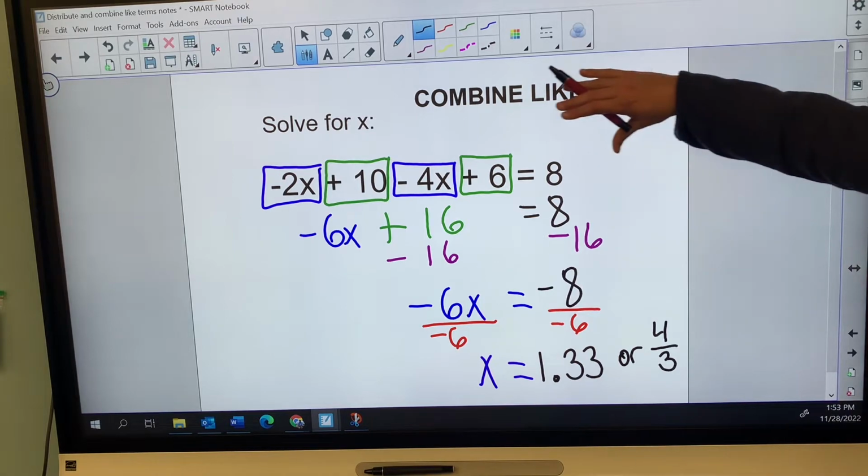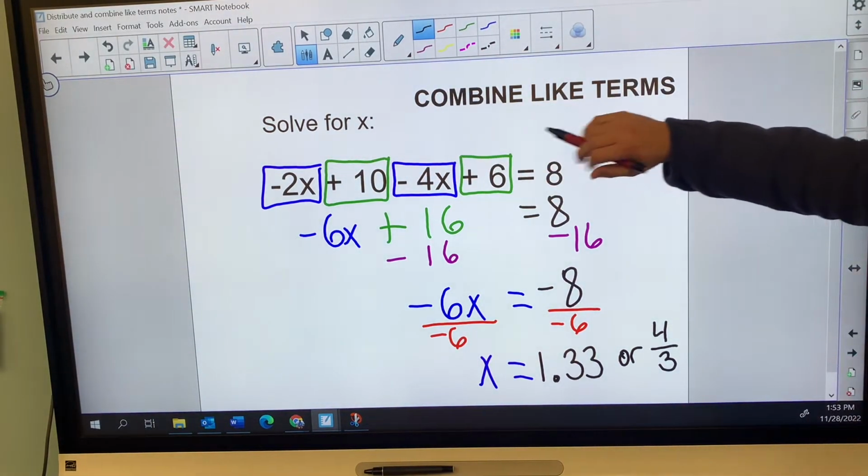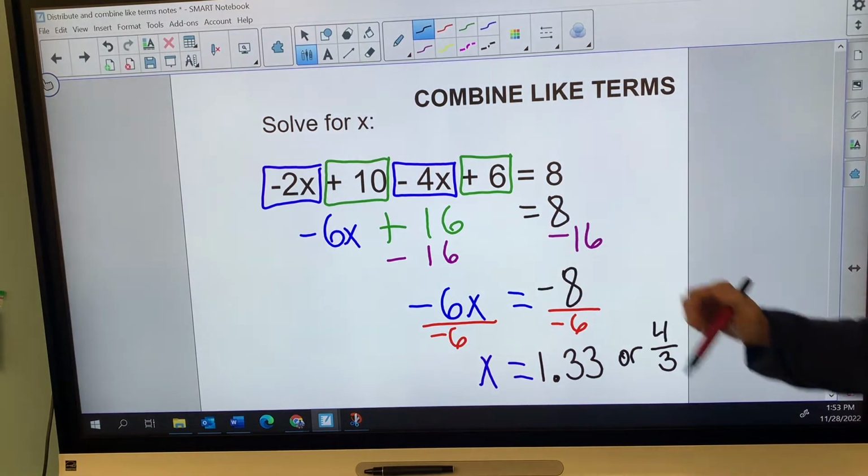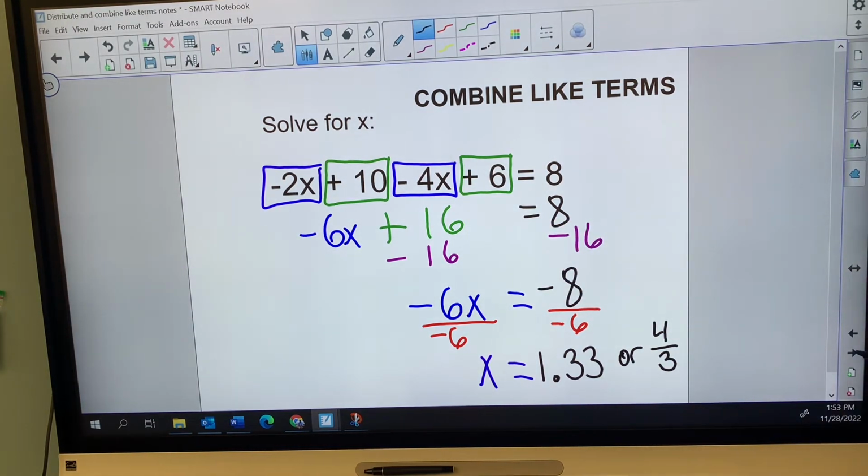Again, in these two problems, we start by combining those like terms, the x's and the constants, and then we end up with that two-step equation that's very familiar to us.